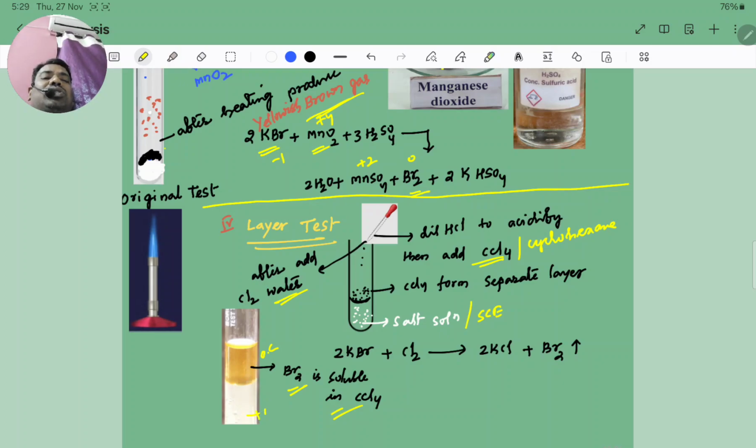So this is the aqueous solution, and this is the organic solution which contains bromine. So this is called the layer test. In that layer, the bromine will be present in the CCl4 only, not in the aqueous solution, right?